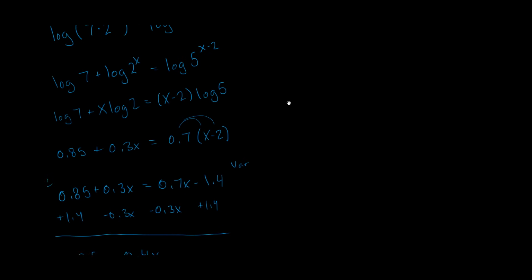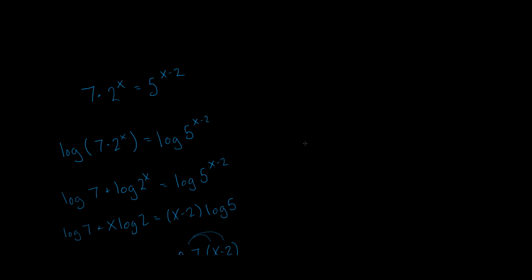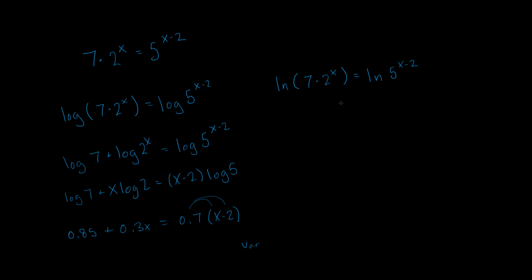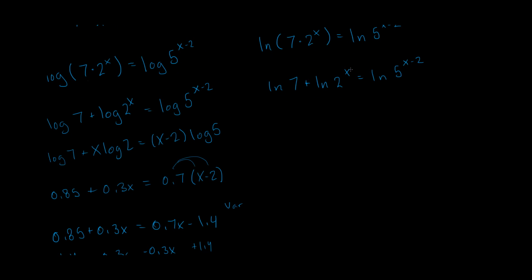Okay, awesome. Let's redo this problem now using natural log. If we take this same equation and take the natural log of things, we get ln of 7 times 2 to the x equals ln of 5 to the x minus 2. We're going to run through all the same ideas here. Once again, we're multiplying, so we can split this up into two natural logs. We get ln of 7 plus ln of 2 to the x equals ln of 5 to the x minus 2. We're going to bring our powers down as coefficients. We get ln 7 plus x ln 2 is equal to (x minus 2) ln 5.